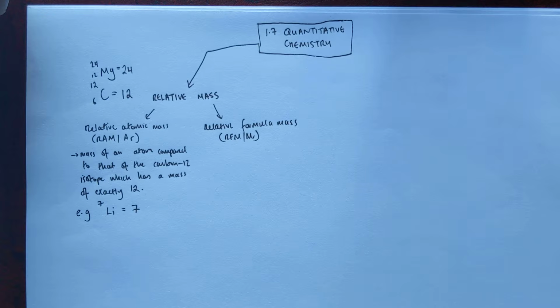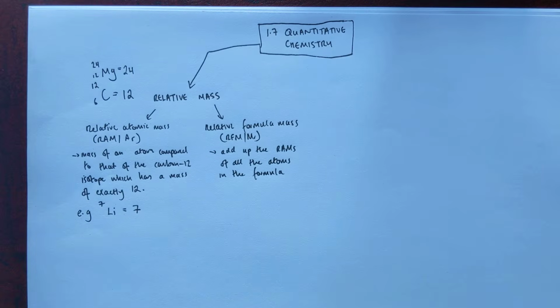Okay, moving on to relative formula mass, it's not very different to relative atomic mass. The only difference is that when we're looking at relative formula mass, we're looking at compounds rather than just elements. And the basic principle is if you're trying to work out a relative formula mass, you basically add up all the atomic masses of the different things in the formula and just combine them together. It's easiest to see this in an example.